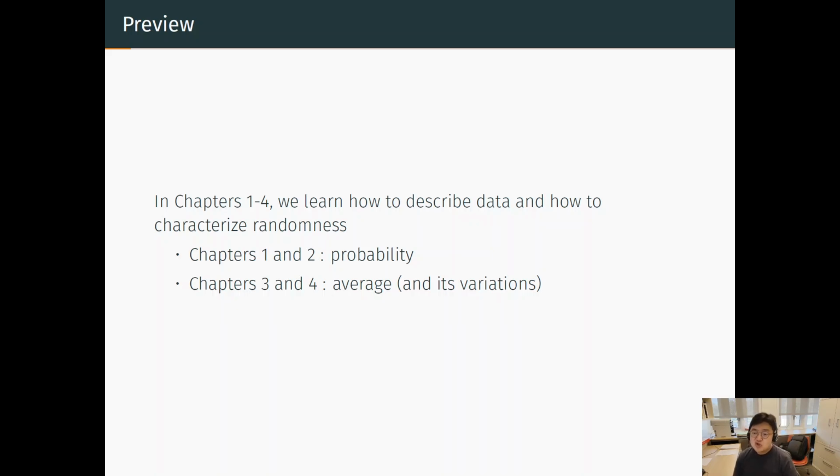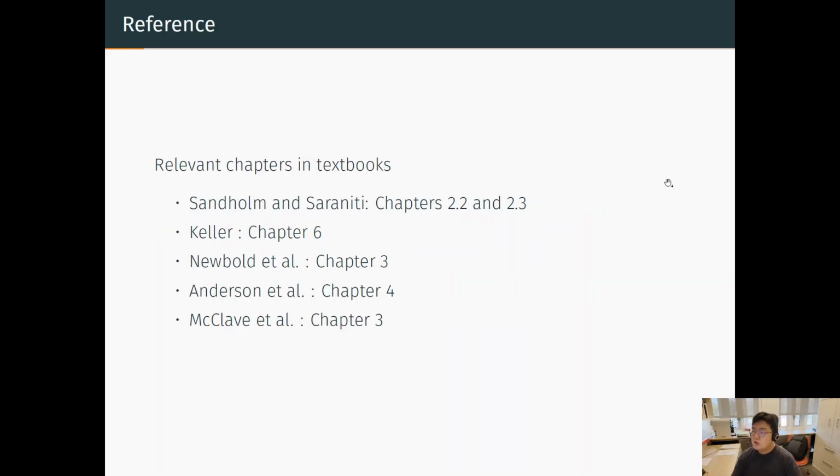So in the first two chapters, we are going to study probability, and in the following two chapters, we are going to study averages and their relatives. These are relevant chapters from different textbooks. By the way, you are not required to have a textbook, but in case you have one, maybe it's one of these.